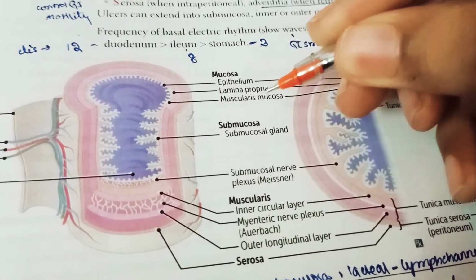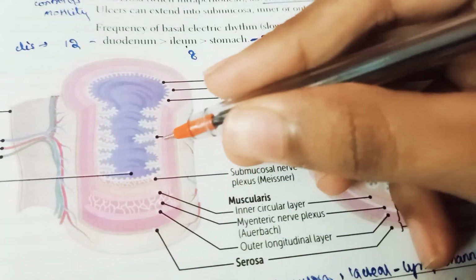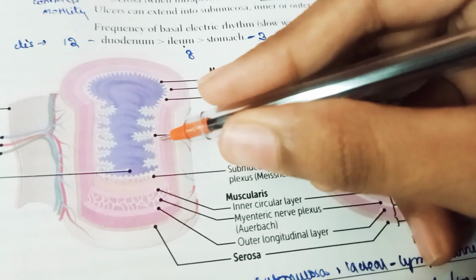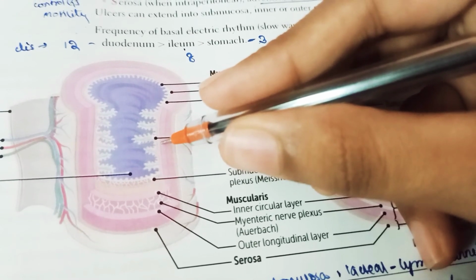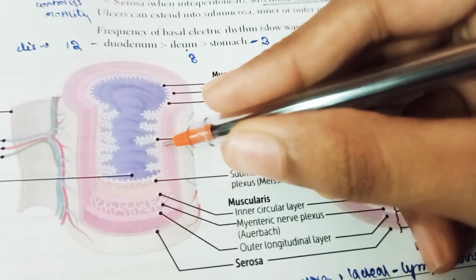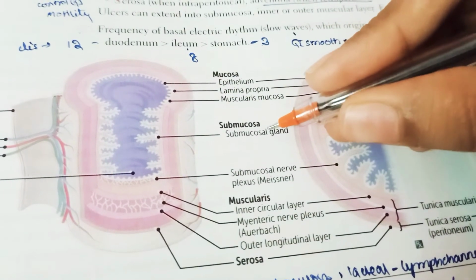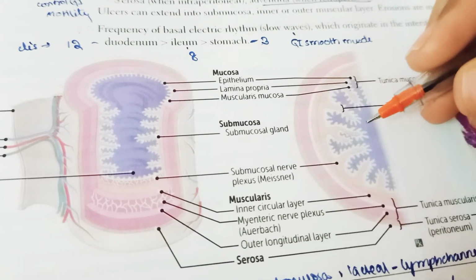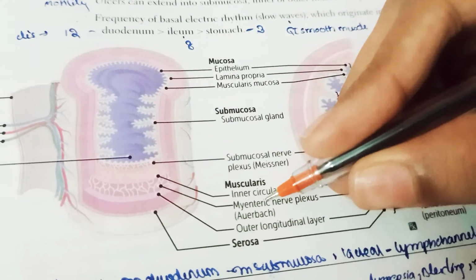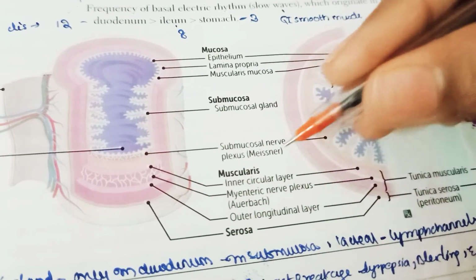Next, coming to the submucosa. The submucosa has submucosal glands, and it also has a nerve plexus called Meissner's nerve plexus. This Meissner's nerve plexus is involved in Hirschsprung's disease, and the submucosa controls blood flow and secretion, and it secretes fluid. You can see the submucosal nerve here, Meissner's plexus.